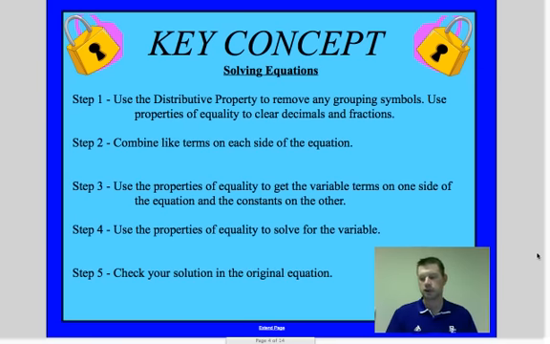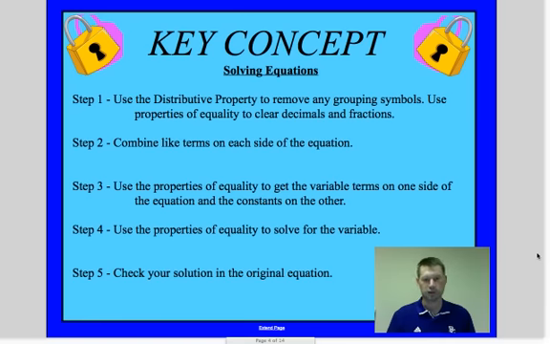Okay, so the first key concept we have here is the steps to solving these equations. Step one, we want to use the distributive property to remove any grouping symbols. Then use the properties of equality to clear out decimals and fractions. We talked about that the other day, how to clear those out so we're working with whole numbers. Step two, we want to combine like terms on each side of the equation.